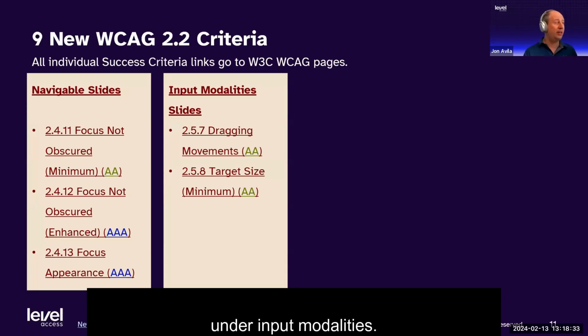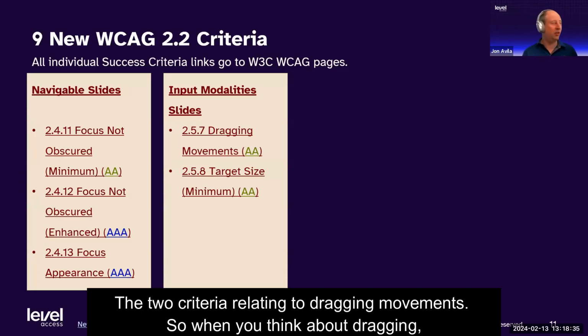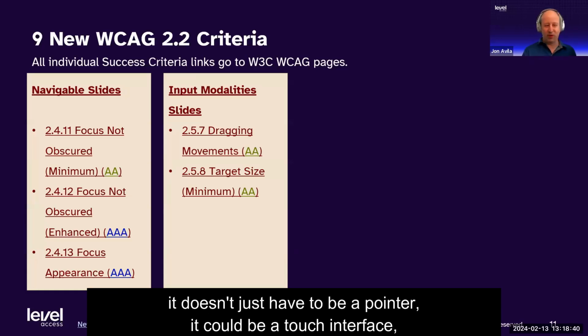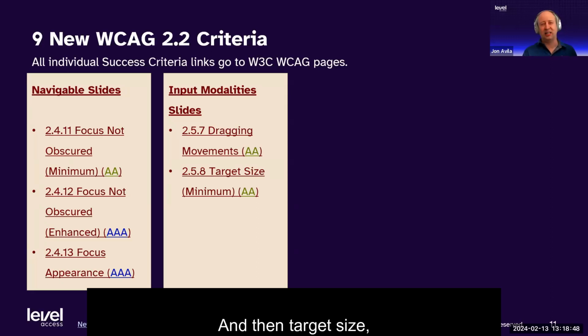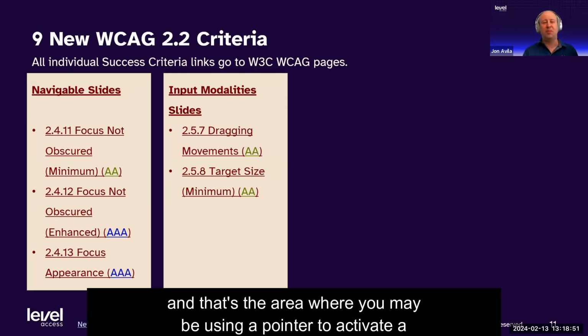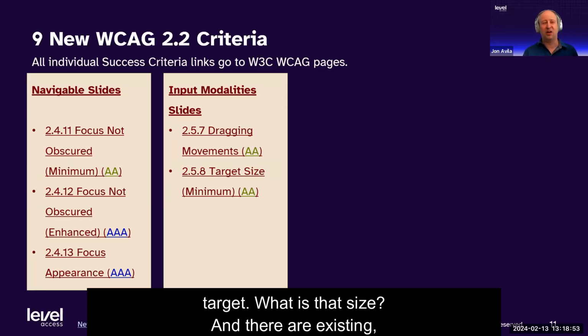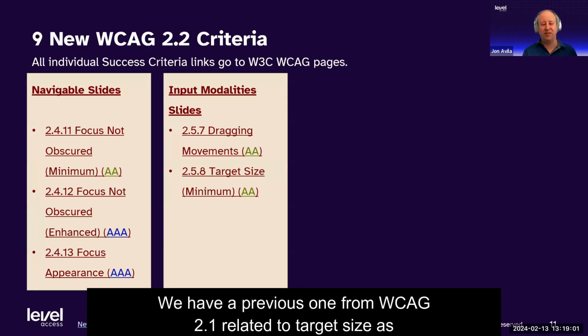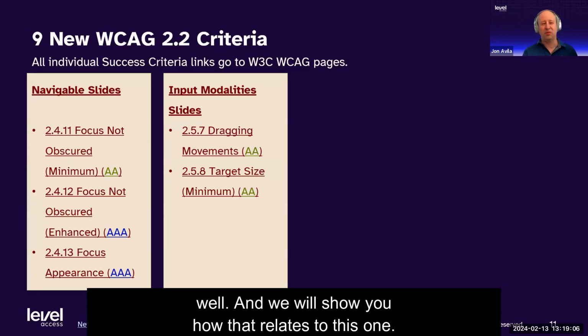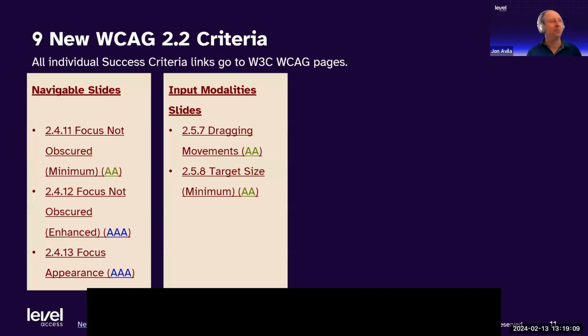Under input modalities, the 2 criteria relating to dragging movements. And so when you think about dragging, it doesn't just have to be a pointer. It could be a touch interface, some sort of pointer, not just a mouse interface. And then target size. And that's the area where you may be using a pointer to activate a target. What is that size? And there are other criteria that existed. We have a previous one from WCAG 2.1 related to target size as well. And we'll show you how that relates to this one.